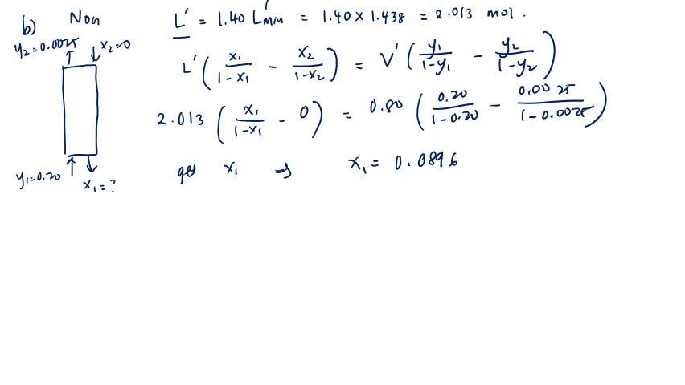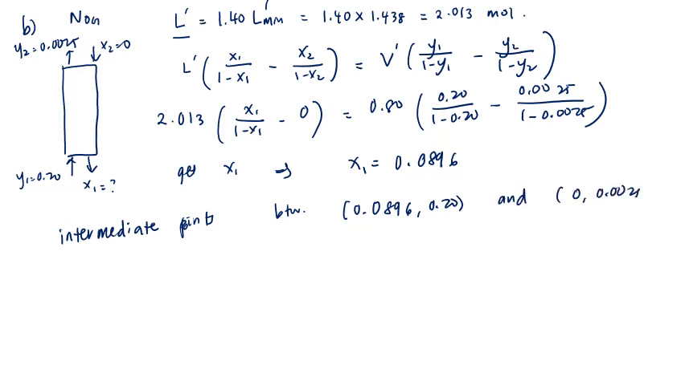But since this is not a dilute solution, and we've seen that the equilibrium curve is also not a straight line, we would expect that the operating line would also not be a straight line. So we need to find some intermediate points between the top and the bottom of the tower, between 0.0896 and 0.20, and 0.0 and 0.0025, i.e. this is at the bottom and this is at the top of the tower. So we need to find some points in between.